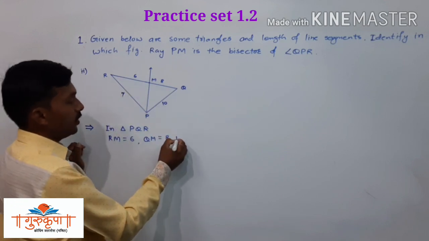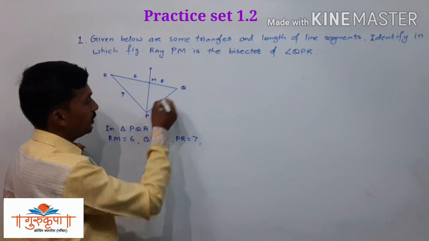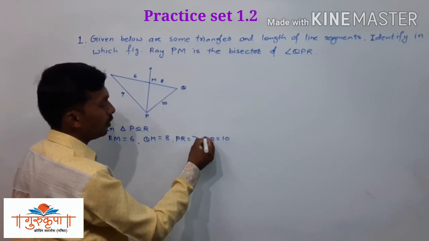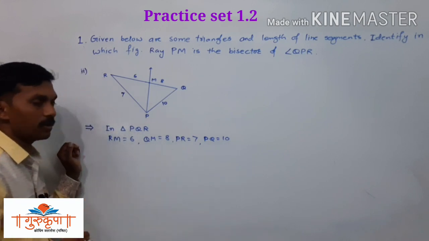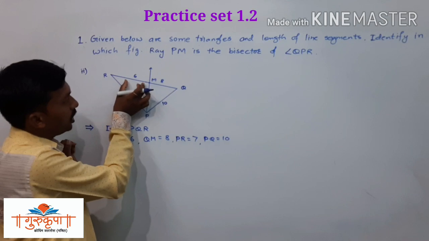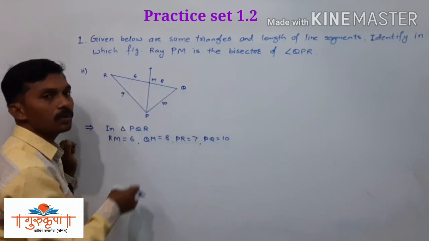Then PR is 7 units, and then we have PQ as 10 units. PQ is equal to 10, that is the given information. And now we have to find the value of this ratio first, RM upon QM, and then PR upon PQ.